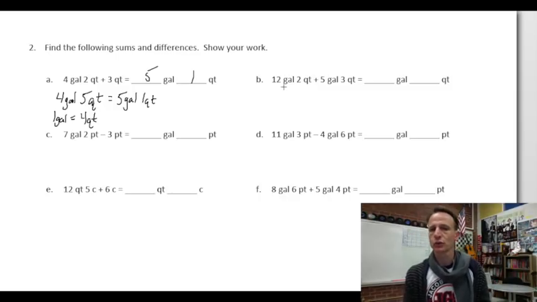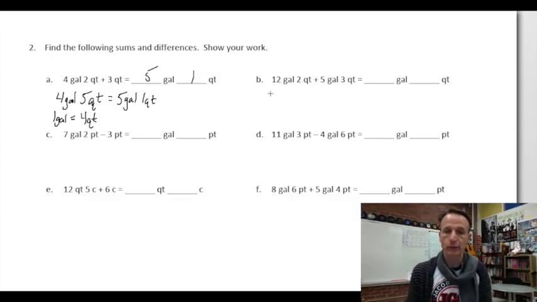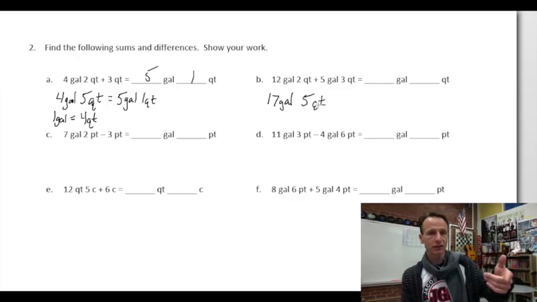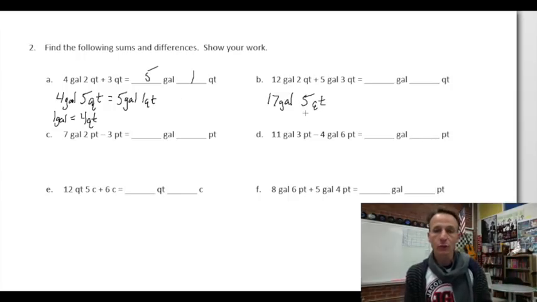So let's do that. 12 gallons, 2 quarts, plus 5 gallons, 3 quarts. Well, let's just add, because that's what we're doing. 12 and 5 are 17 gallons. 2 quarts and 3 quarts is 5 quarts. Now, look, all that changed is the number of gallons. We still have the 5 quarts. So we know that we're going to decompose 4 quarts out of here and 1 quart out of here, and that this one is a gallon, which goes with these gallons.